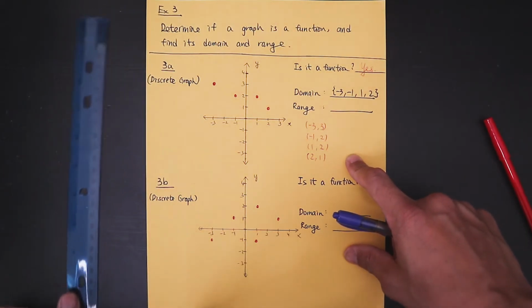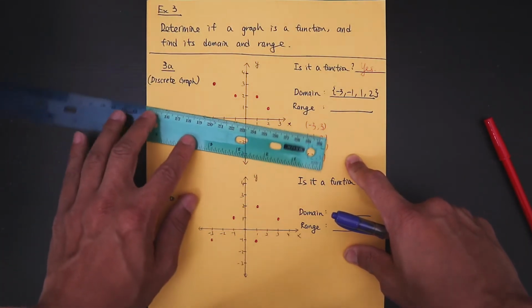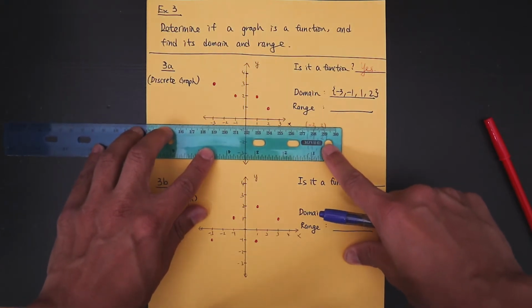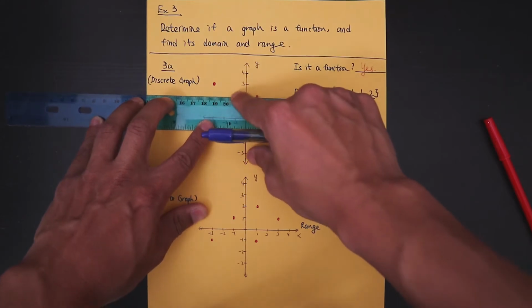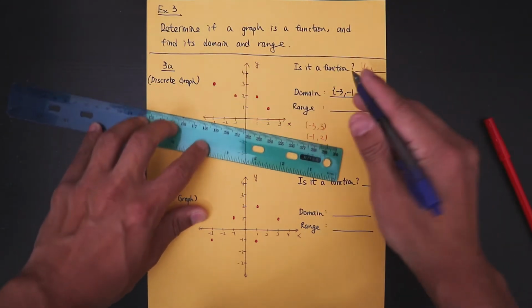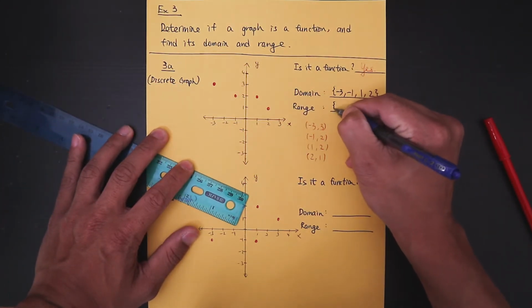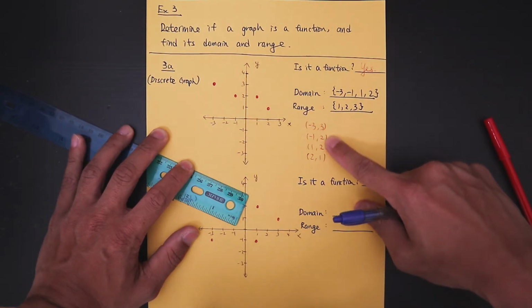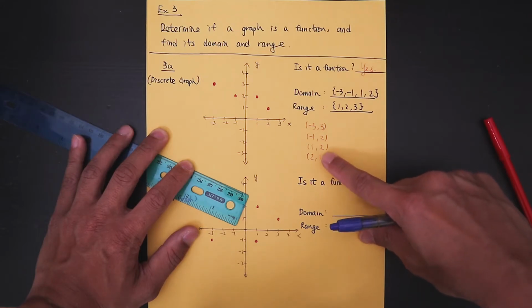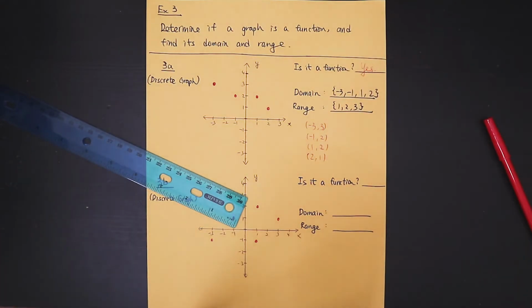Well, the range, you just have to look at the y. So you're going to turn your ruler horizontally, and then you scan. So I see that this dot is at 1, there are 2 dots at 2, and then 1 dot at 3. So it's going to be 1, 2, and 3. So the range is y equals 1, 2, and 3. As stated here, the y values of the 4 ordered pairs are 1, 2, and 3.